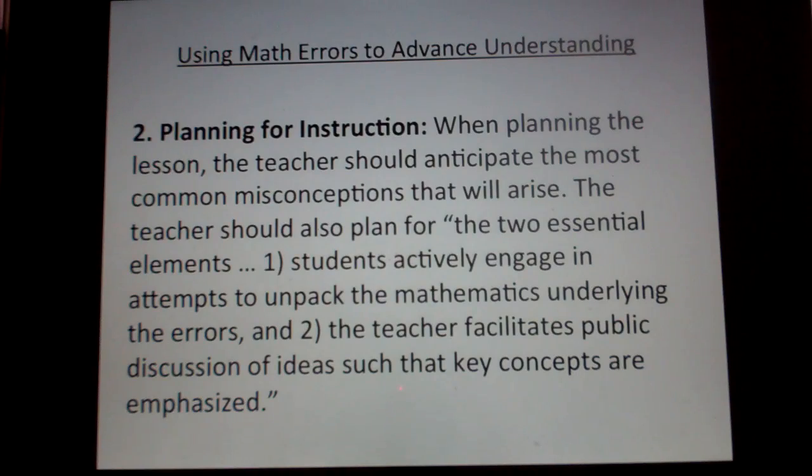And there are also 2 essential elements to plan for. One is ways for students to actively engage in attempts to unpack the mathematics underlying the errors, which means students should get some sort of opportunity to work on these problems either on their own, in pairs, or in groups, and they should be asked to go beyond just solving the problem. So they need to be asked in some form to justify their answer, write down why they think they're right, or write down another way they could have gotten to that answer. Things like that.